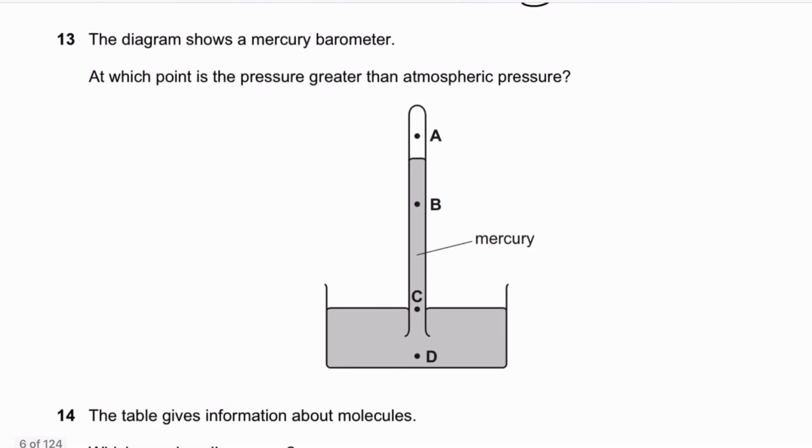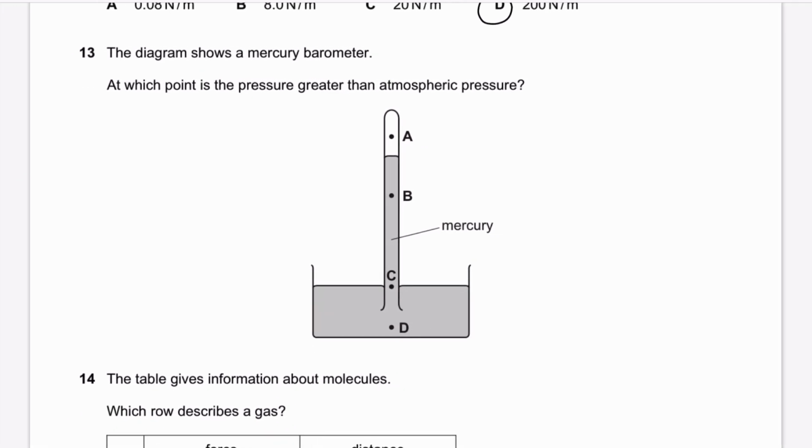At which point is the pressure greater than the atmospheric pressure? So we have 4 different points for number 13. Whatever the atmospheric pressure is, it causes the mercury to move up this column, this barometer. Once it came to this place, the pressure that is inside here and the pressure outside is equal. Now it's asking at which point is the pressure greater than the atmospheric pressure.